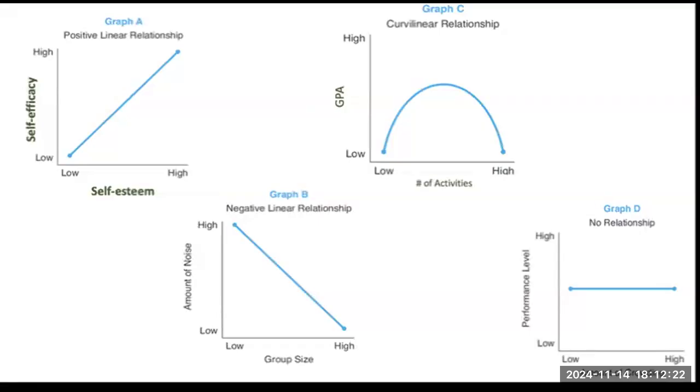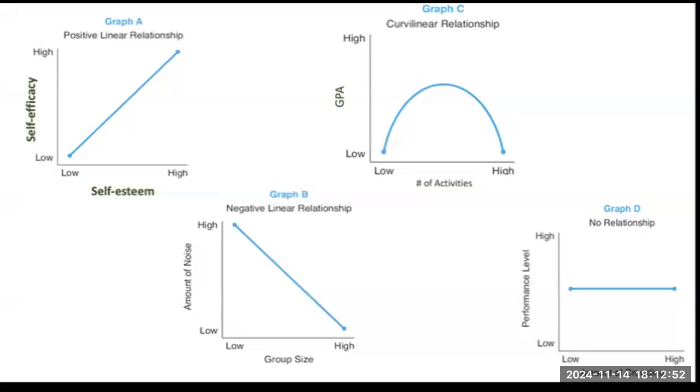Remember that whatever we have on the x-axis, which is the horizontal line, is technically considered to be the independent variable. It's the variable that we believe has more influence than the other one. Then the y-axis is the one that's vertical. So what we're saying here is as self-esteem increases, so does self-efficacy. So as the value of the x, the independent variable, increases, so does the y variable value.